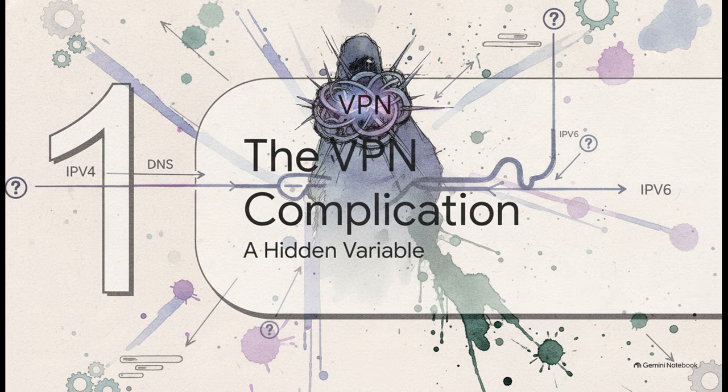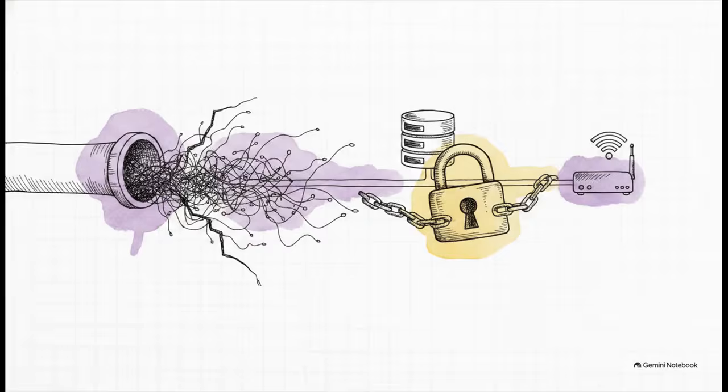This leads us perfectly into our first major section here, the VPN complication. You see, as organizations migrate to IPv6, they so often forget that their legacy VPN infrastructure was built with a deeply ingrained IPv4 mindset. So VPNs end up being this invisible culprit. They completely complicate the resolution path for AAAA records. Think about it.